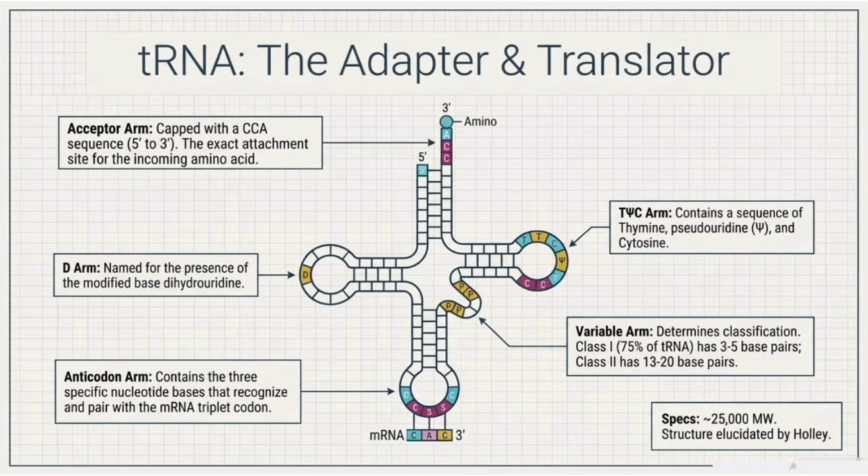So this is the acceptor arm. This is where the amino acid binds, and this is the anticodon arm, where there are 3 specific nucleotide bases that recognize and pair with the mRNA codon. So like I said, don't worry too much about this. I was just trying to show us the stem loop structure that RNA forms sometimes to form double-stranded RNA regions.